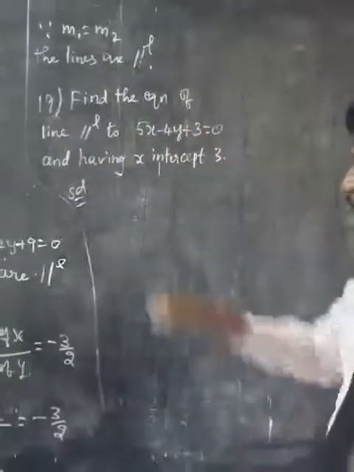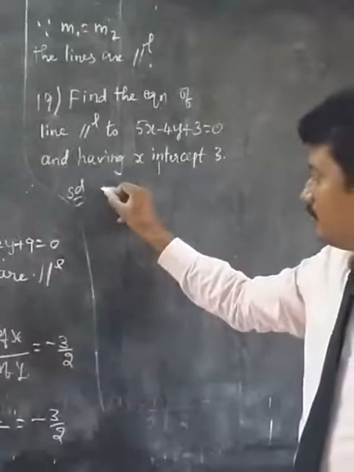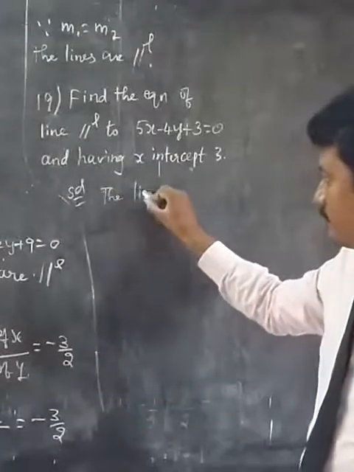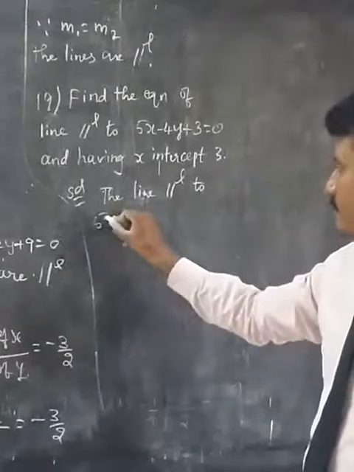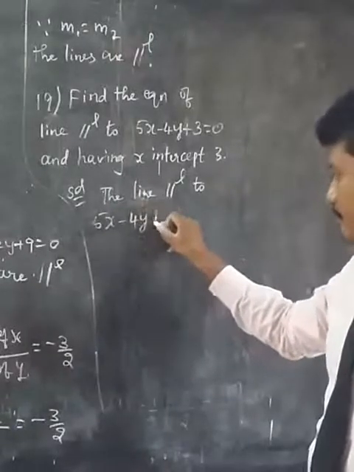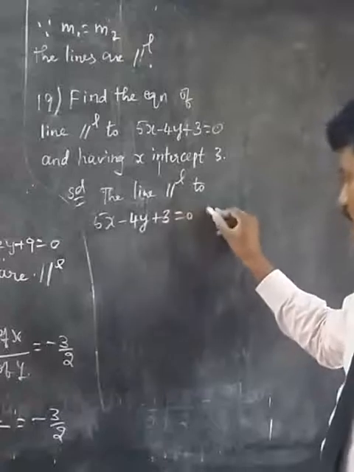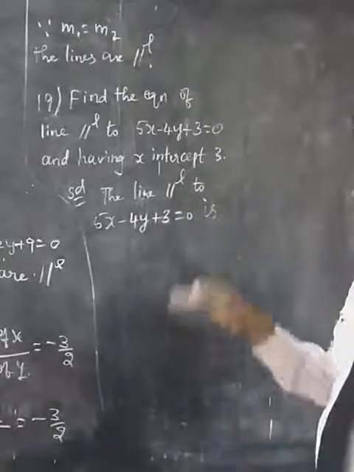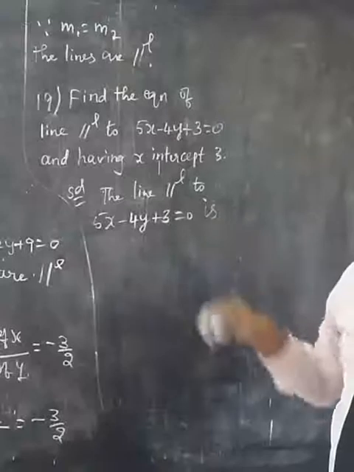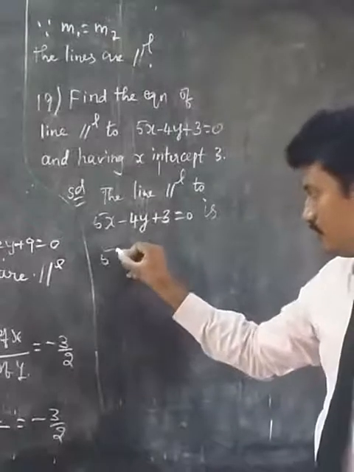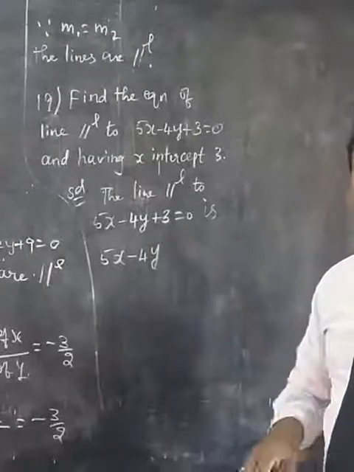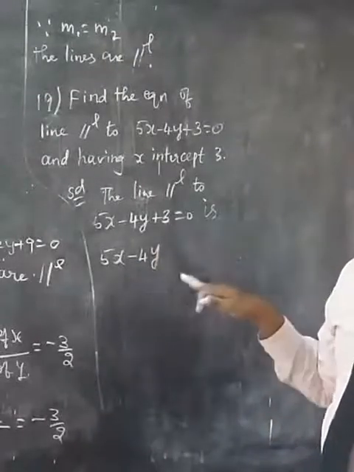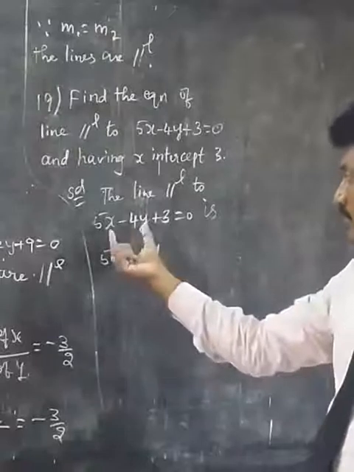So how to start with this? The line parallel to 5x minus 4y plus 3 equal to 0: any line which is parallel to this will be of the form 5x minus 4y. Don't think, sir, you are writing the same equation. No, I am not writing the same equation.